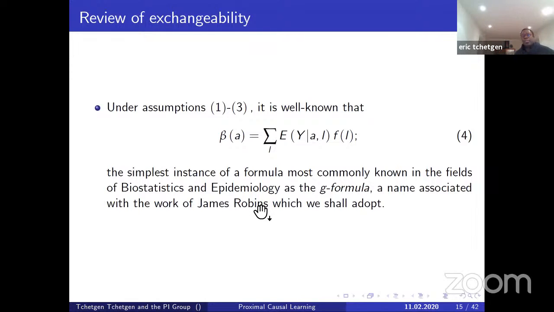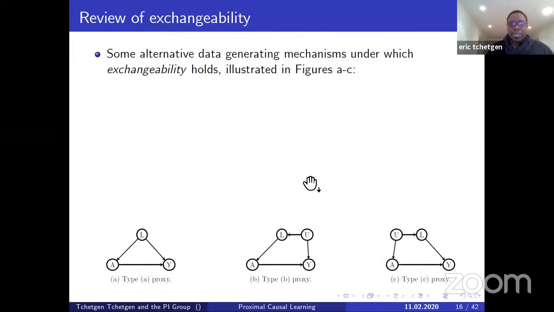Under these three assumptions, it's well known that beta(a) is identified by this formula. This is the simplest instance of a formula most commonly known in the field of biostatistics and epidemiology as the G formula. It's known under different names in different disciplines. The G formula is usually associated with the work of Jamie Robins. I'm going to adopt this because Jamie generalized it to many settings and was interested in all of those settings, including time-varying treatment with time-varying confounding. And as it turns out, the proximal causal inference framework extends to that setting. So we'll borrow this name, G formula. We'll just append "proximal" in front of it once we identify it, as I will show a little later.